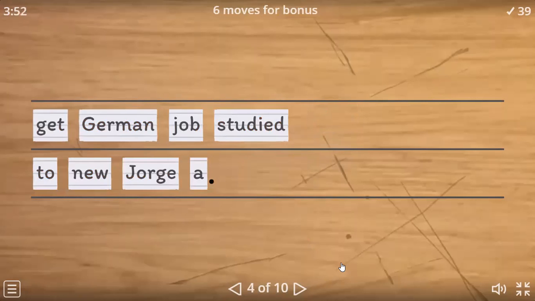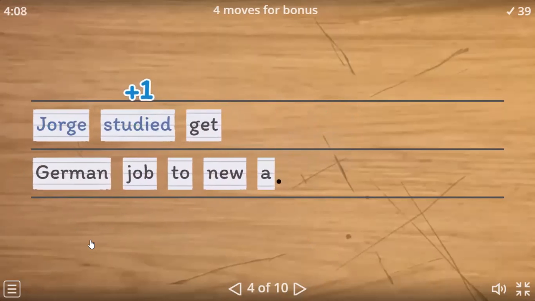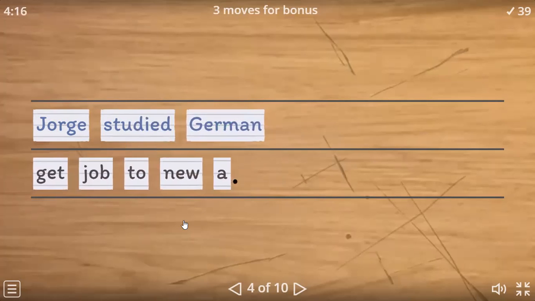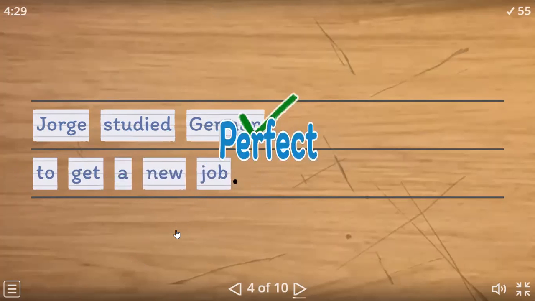This one. Everybody, help me, please. Your. German. And George. George. Study. German. Study German. To get a new job. To get a new job. Awesome. Very good, everybody.